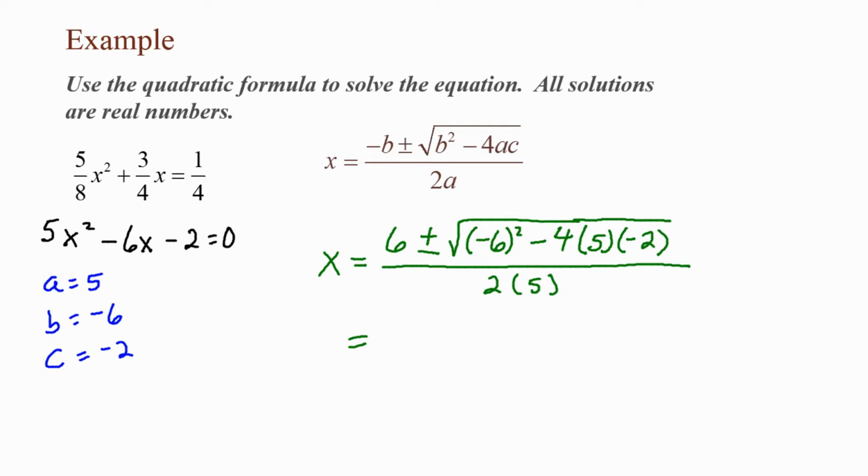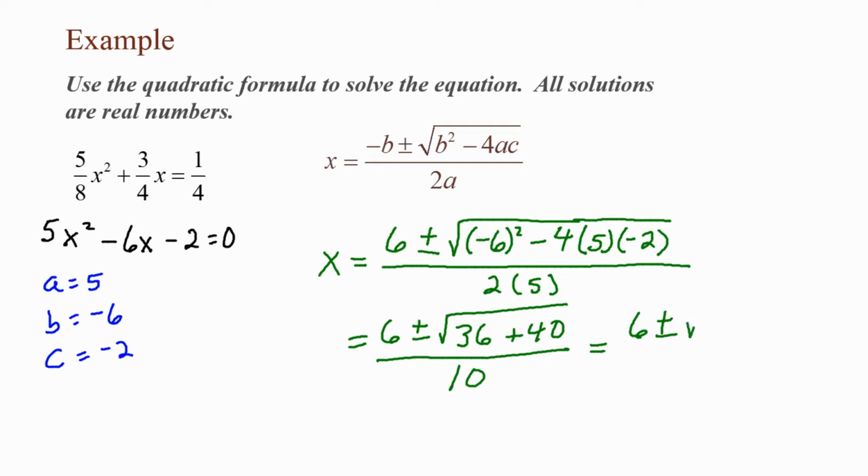So that equals 6 plus or minus the square root. -6 squared is 36. -4 times 5 times -2 is a +40, all over 10. That equals 6 plus or minus the square root of 76 over 10.